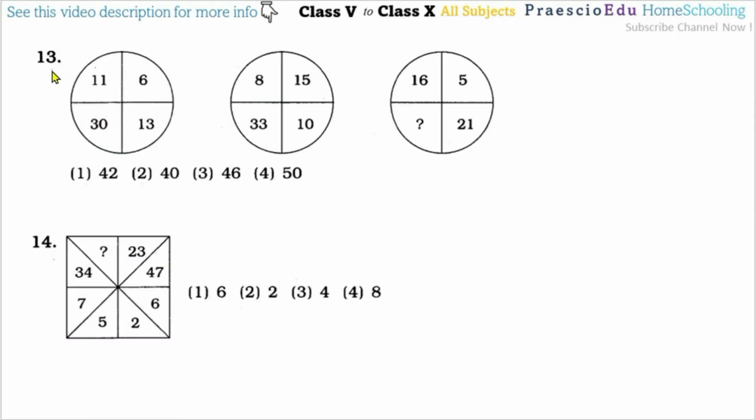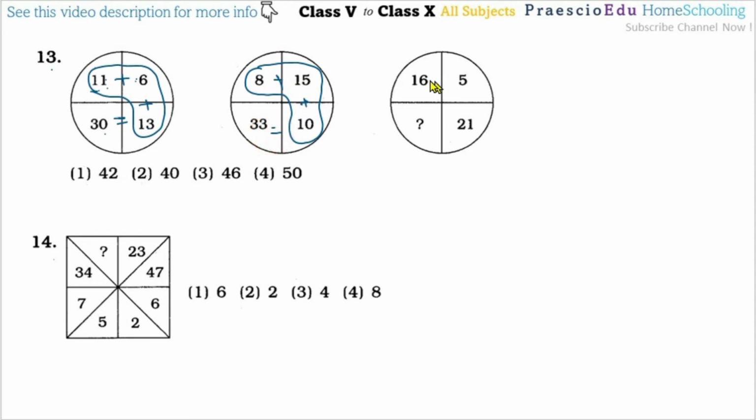Question number 13. In a circle, there are quarters equally divided by a vertical and a horizontal line, so there are 4 numbers. If you add 11 and 6, we get 17, and 17 plus 13 gives 30. So that is the addition of 6, 11 and 13. Likewise, take 8, 10 and 15. The addition of these 3 numbers gives us 33.